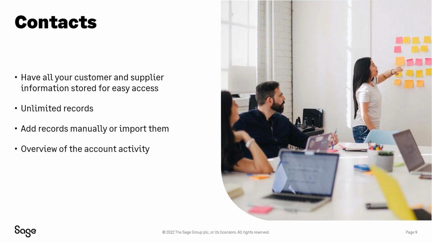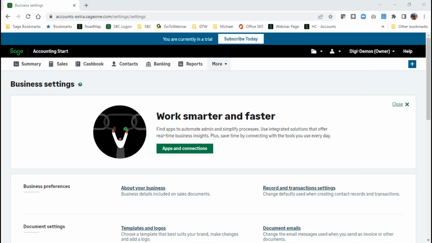Now, we'll have a look at a customer record, and in the customer record, you'll see there's an activity tab, and you'll see the transaction history on that activity tab. So we'll have a look at the record once we've set one up. Okay, let's switch back to my screen, and we'll quickly run through contacts.